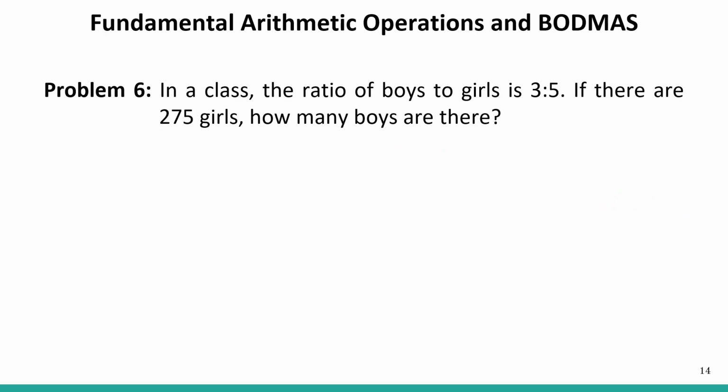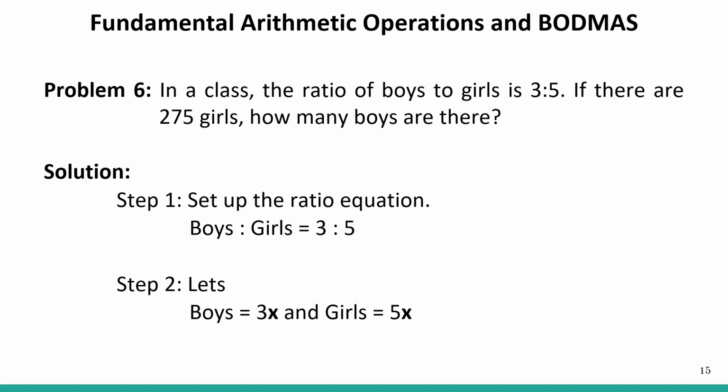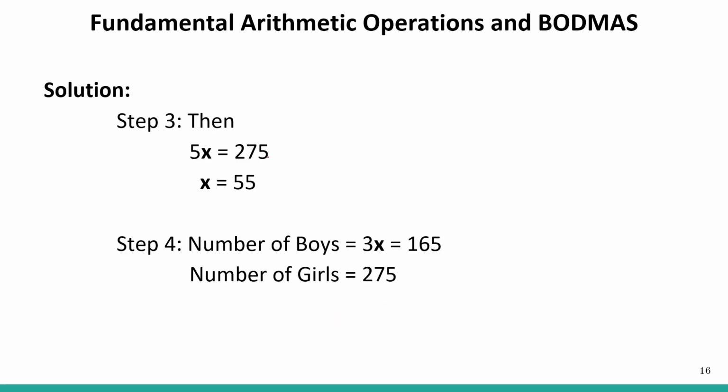So in a class, the ratio of boys to girls is 3:5. If there are 275 girls, how many boys are there? So let's see. Set up the ratio equation, that is boys is to girls, 3:5 or 3 by 5. Okay. Let boys be 3x and girls be 5x. Okay. So then 5x is equal to 275.